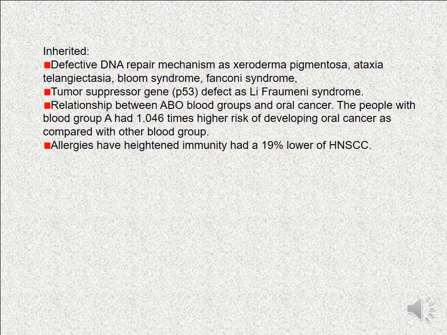Another factor is inhibited tumor suppressor gene P53 defect, as in Li-Fraumeni syndrome. Another factor is the relationship between ABO blood group and oral cancer. People with group A had 1.046 times higher risk of developing oral cancer compared to the O blood group. In fact, there is no strong relationship between ABO group and oral cancer, but they saw that group A is more prone to oral cancer than the other groups. And the last one, allergies: people with heightened immunity had 90% lower human squamous cell carcinoma.